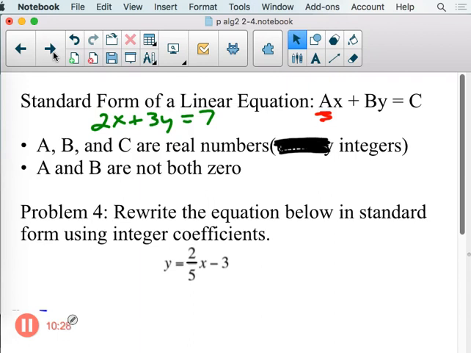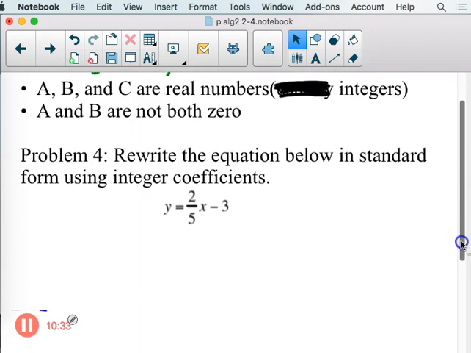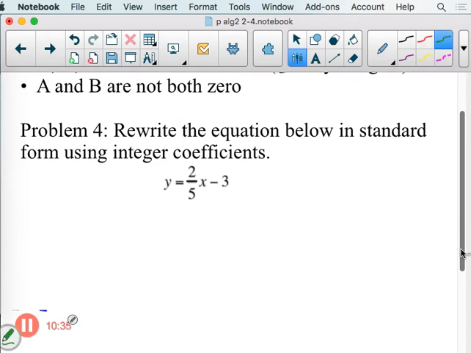So this just says, hey, let's figure out how you rewrite this equation below so it's in standard form using integer coefficients. First thing I see is there's a fraction there. That is a huge no. We can't do fractions. What would we do to this if we were trying to solve it and it had fractions? Well, then we're still going to have decimals, and fractions and decimals are out. We can't have them.